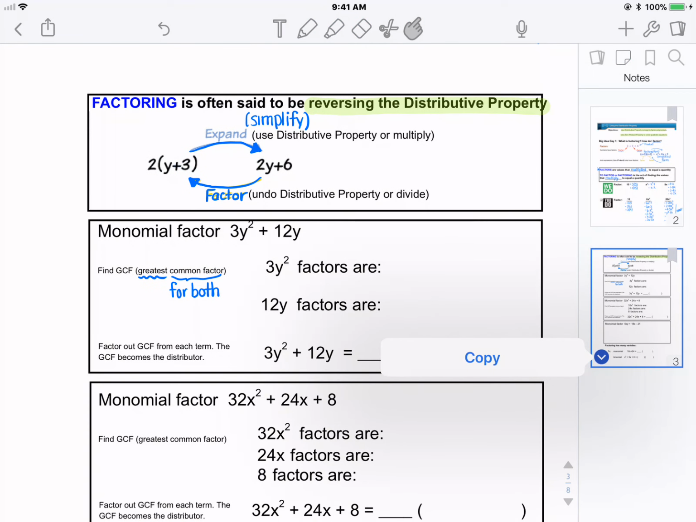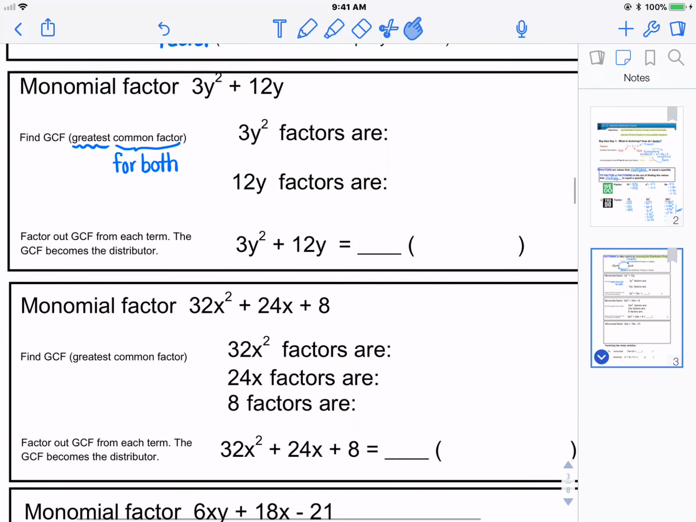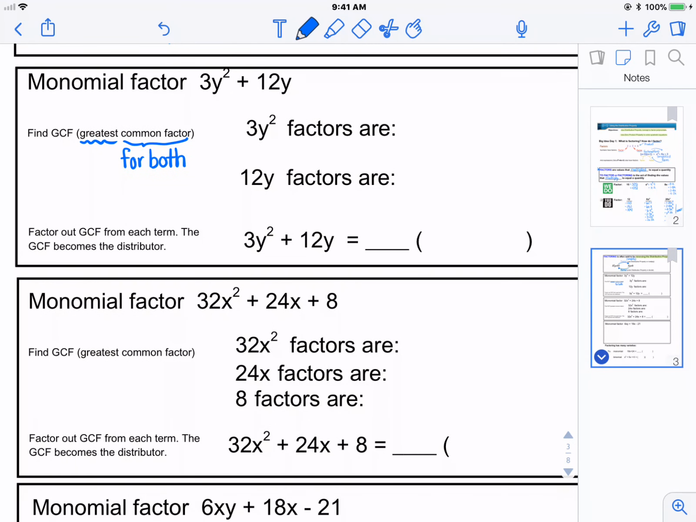Okay, I don't know why it's doing this, but we may just have to deal with it doing that for a little bit. Okay, so those monomial factors of this, sorry about that.